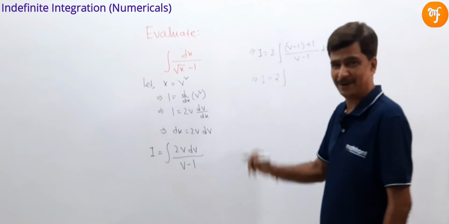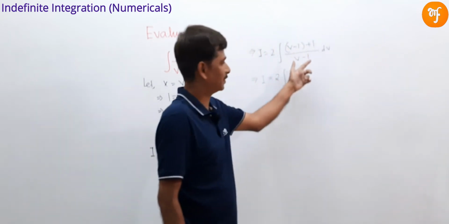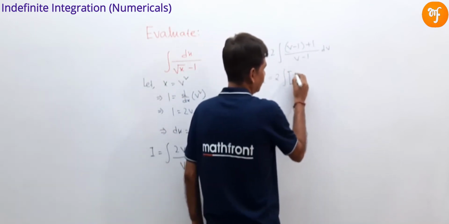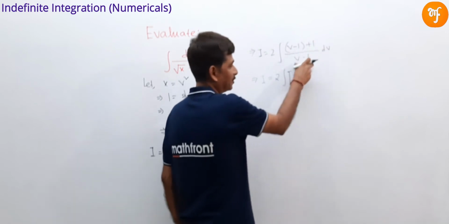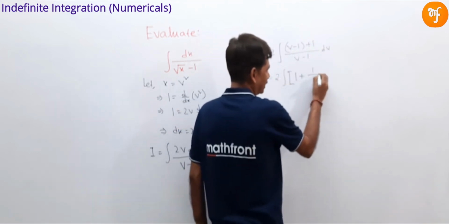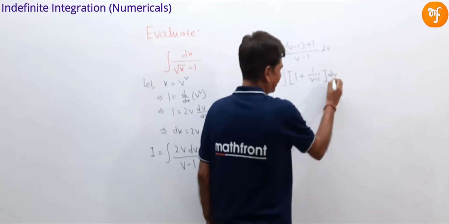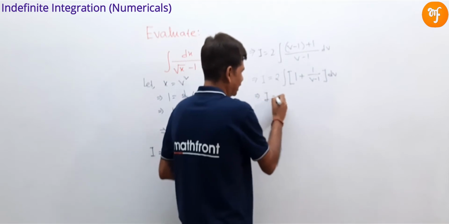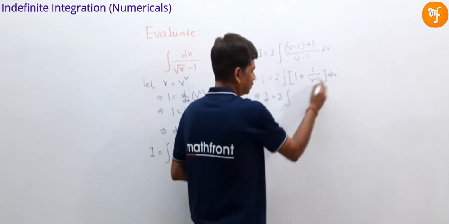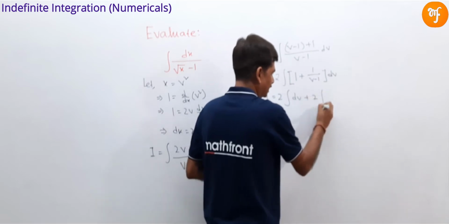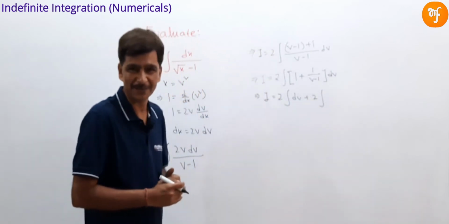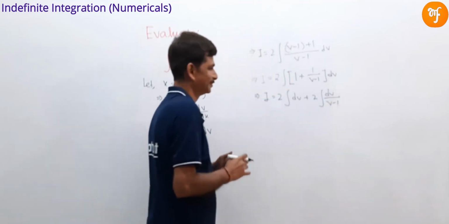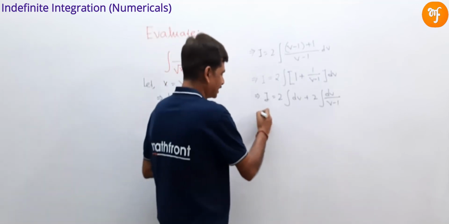Now come. So I is equal to 2 into the integration of this: v minus 1 divided by v minus 1 is 1. So we can write the integration of 1 plus 1 divided by v minus 1 dv. Now we have to split it into 2 integrations. So I is equal to 2 into the integration of 1 into dv, that is dv, plus 2 into the integration of dv divided by v minus 1. Is it? So now it is very easy for us.